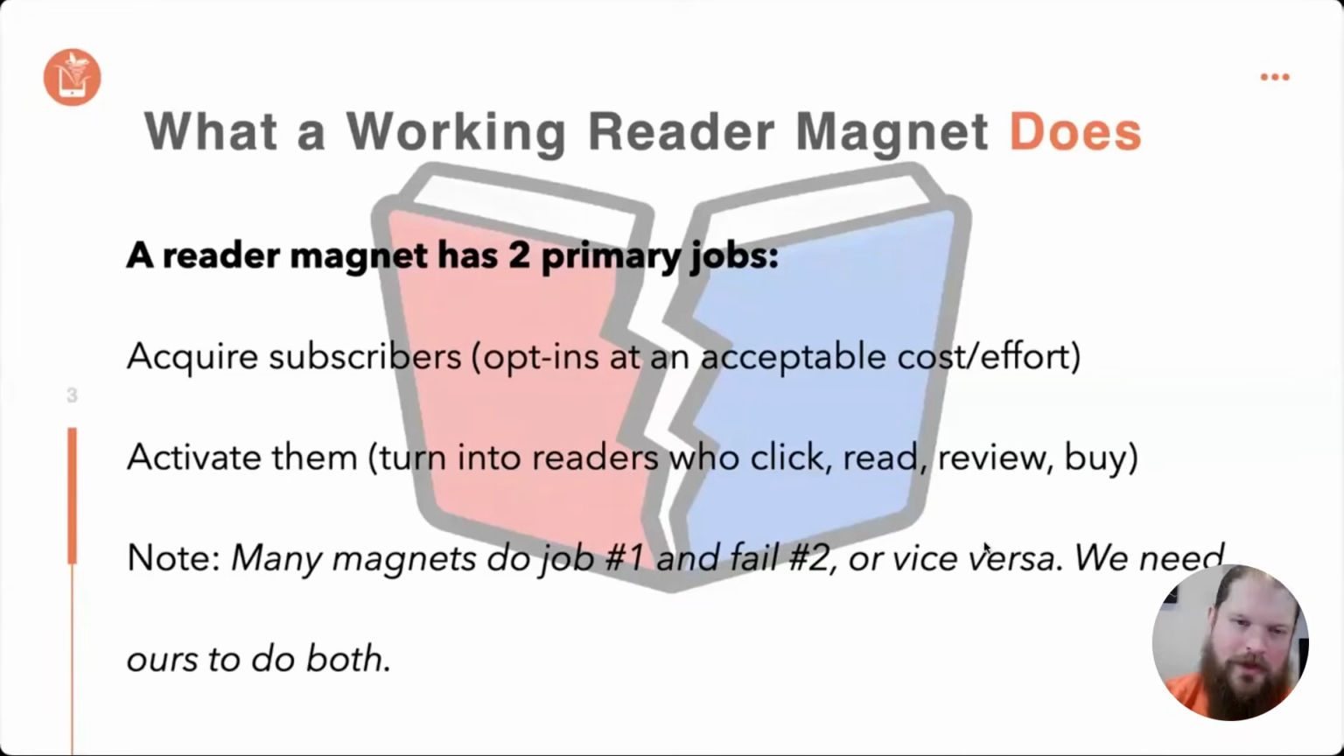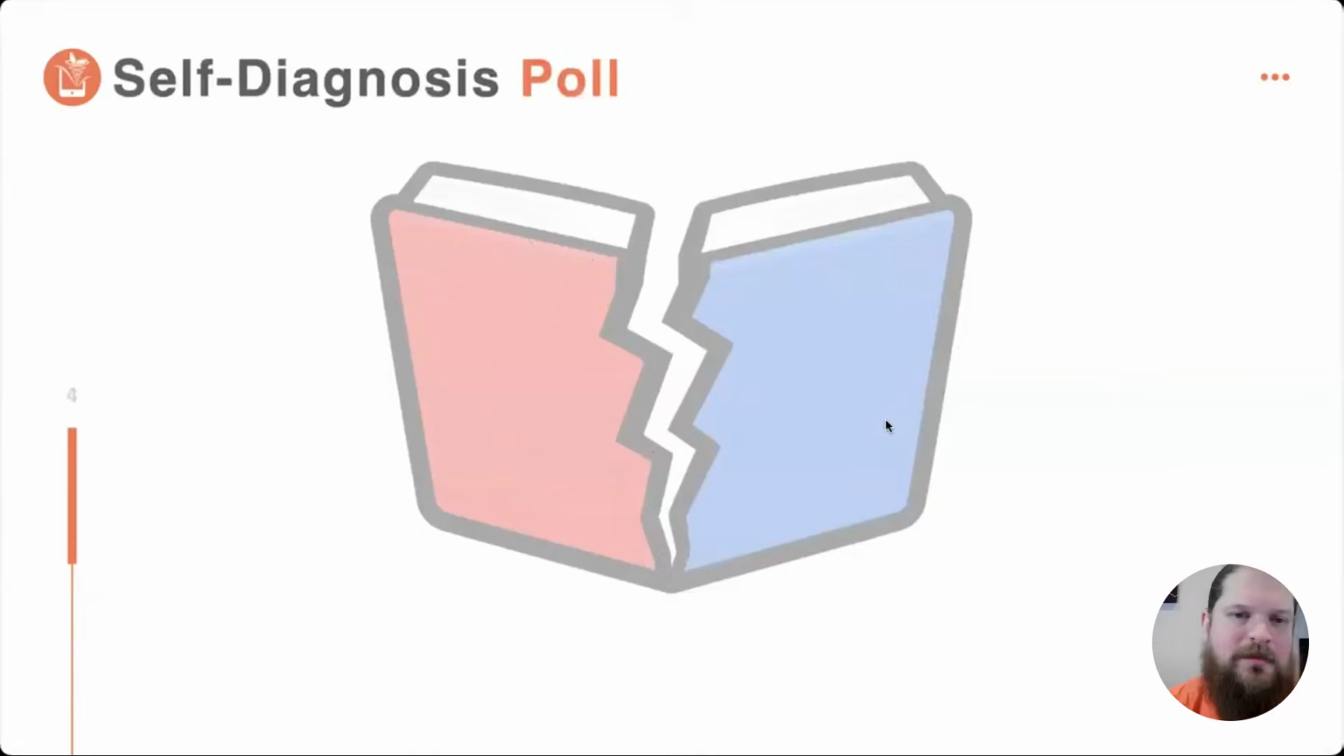You want it to acquire you new readers, and you want it to do the job of activating them to do whatever it is you want them to do. And again, that goal is generally going to be, for most authors, that you want them to go on to buy book 1, for example, but it might be something else, whatever your goal happens to be. So if your goal is different than making the sale, just insert that goal in there today when we're talking about getting sales conversions off of your reader magnets. So a quick poll for you here.